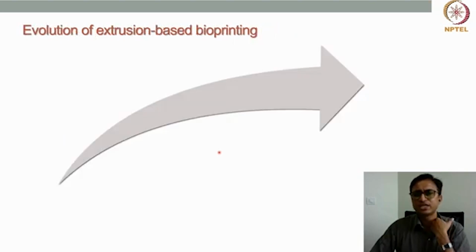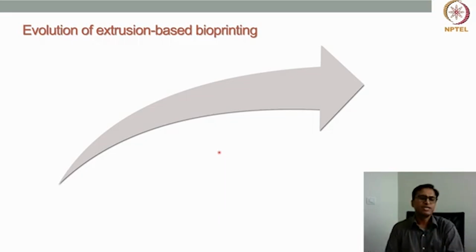Now let's talk about the evolution of this extrusion based bioprinting. If you see historically, extrusion based bioprinting technology evolved from what is called fused filament fabrication technology. That is where thermoplastic polymers are used for printing structures.